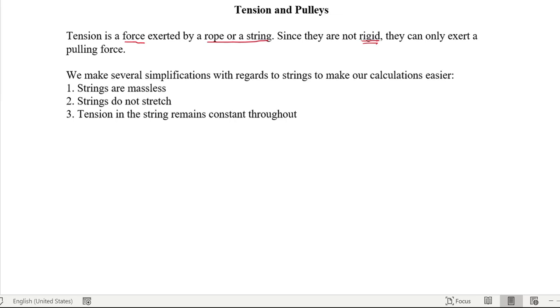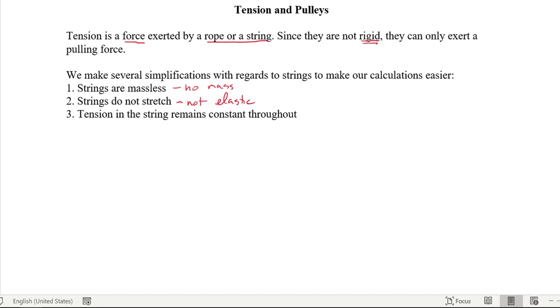So number one, we assume that the strings are massless, so no mass. Now, is that true? Of course not. The strings have mass. But compared to the weights that are hung around them, the strings definitely are much lighter than the masses themselves. The second thing is that the strings do not stretch. That means they're not elastic. Again, technically that's not true, but the amount of stretch that they have is very little, and so we can sort of assume that to be true.